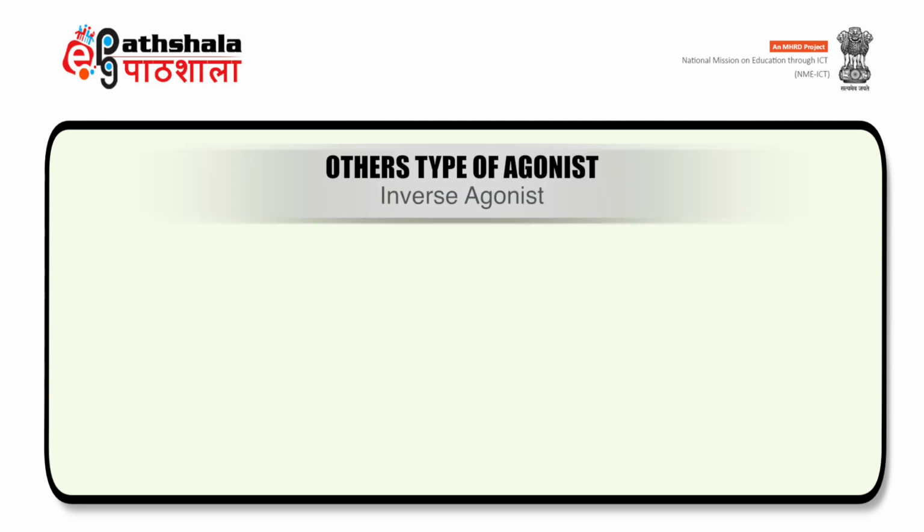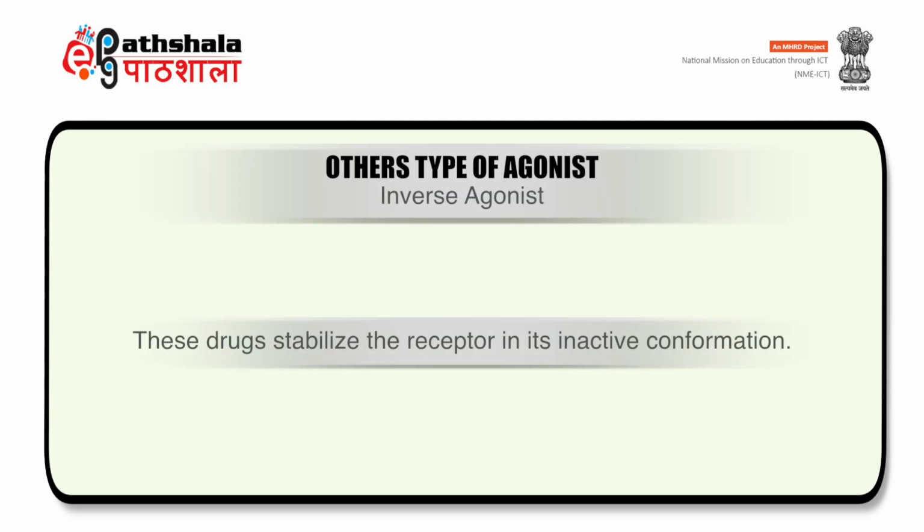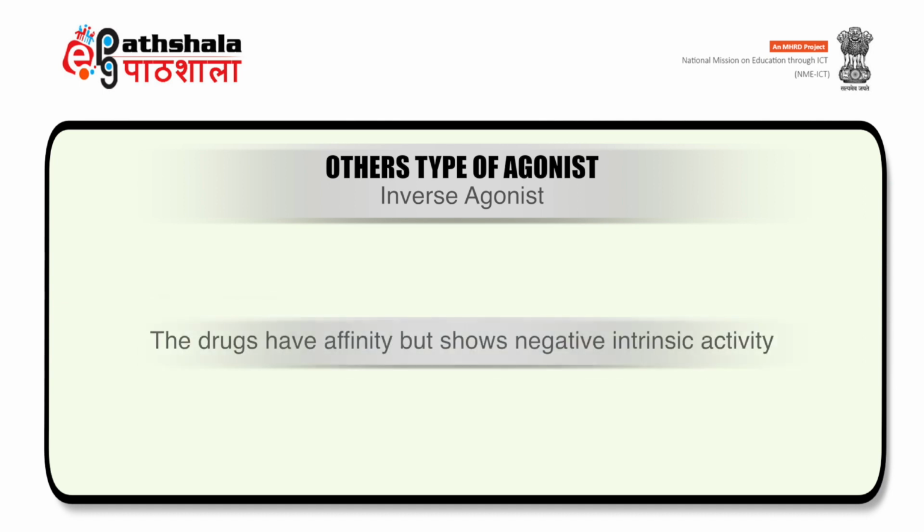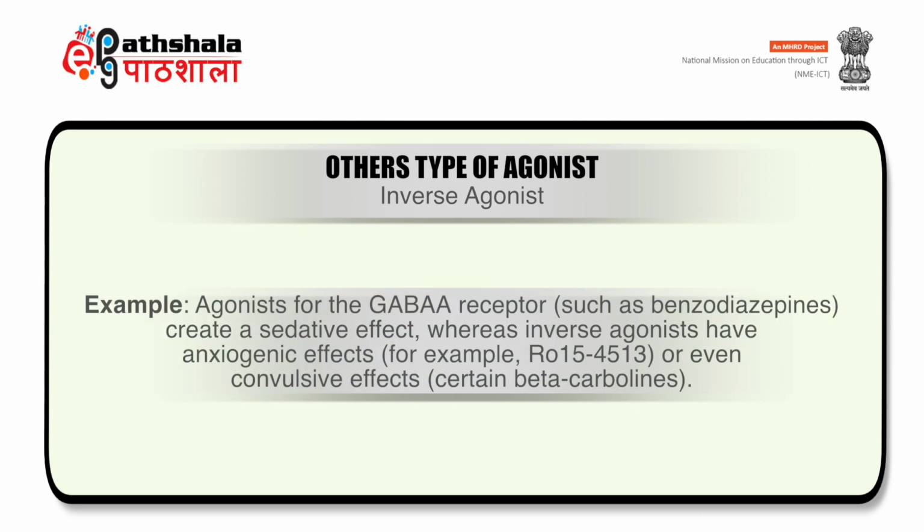What are inverse agonists? These drugs stabilize the receptor in its inactive conformation. They produce a response that is opposite of that typically produced by a receptor when it is stimulated by a conventional agonist. So these drugs have affinity but show negative intrinsic activity. For example, agonists for the GABA receptor such as benzodiazepines create a sedative effect, whereas inverse agonists have an anxiogenic or even convulsive effect, for example, certain beta carbolines.